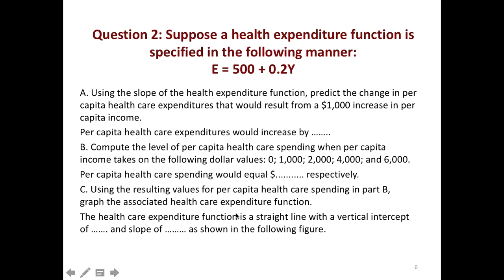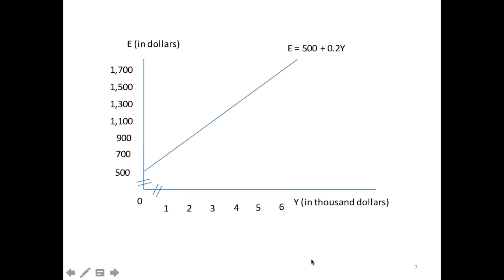Question number C: using the resulting values for per capita healthcare spending in part B, graph the associated healthcare expenditure function. So let's see. Simply you put your healthcare expenditure on the vertical axis and income on the horizontal axis, or vice versa. But you have to label them and be consistent.